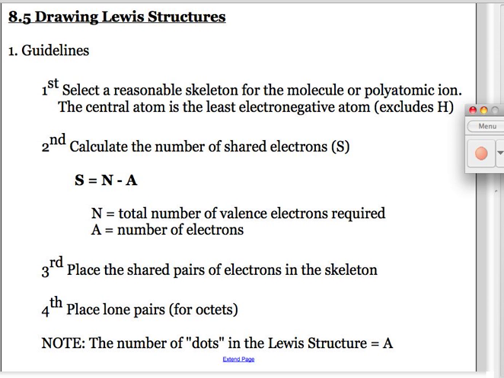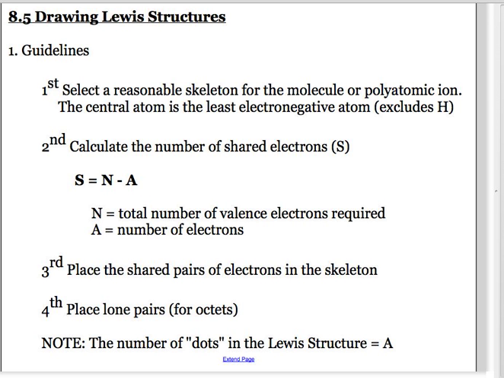Okay, so we're back and looking at drawing Lewis structures, which is one of the major parts of this chapter. This is kind of the guidelines, but again, once we do them, it makes a lot more sense. The first thing you do is pick out how you think the molecule is going to look. Typically the central atom is the least electronegative, which is typically the one out front, except for hydrogen. Then you calculate the number of shared electrons, and you do that by figuring out how many you need and how many you actually have available.